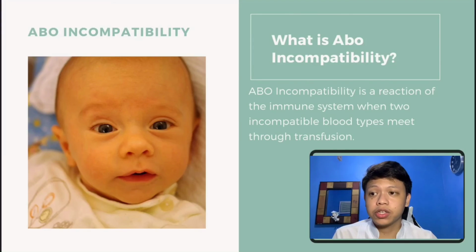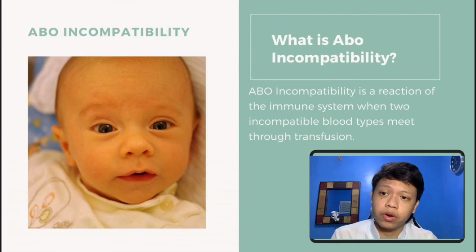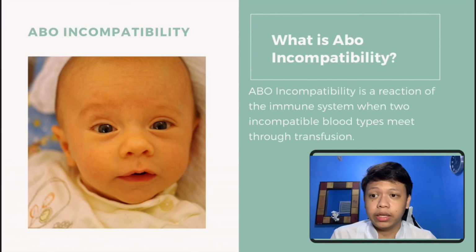For the definition of the ABO incompatibility, it is the reaction of the immune system when two incompatible blood types meet through transfusion. This is the most common maternal-fetal blood group incompatibility and the most common cause of hemolytic disease of the newborn, or HDN, and is more likely to occur in newborns with blood type A or B who react to type O mothers.